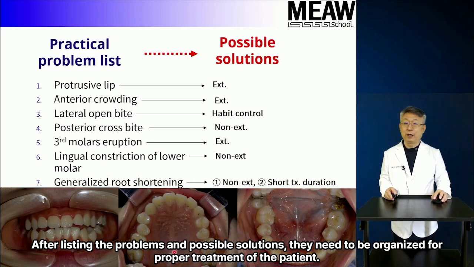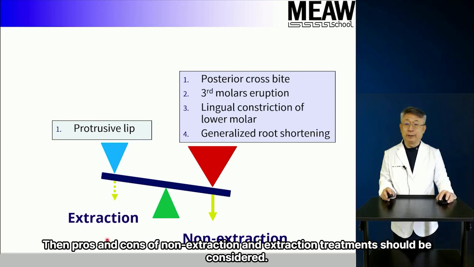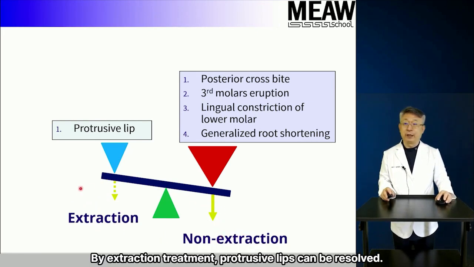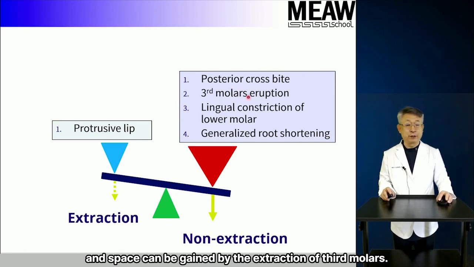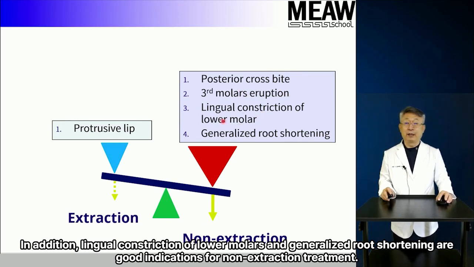After listing the problems and possible solutions, they need to be organized for proper treatment of the patient. Then pros and cons of non-extraction and extraction treatments should be considered. By extraction treatment, protrusive lips can be resolved. On the other hand, non-extraction treatment is favorable for posterior cross bite, and space can be gained by the extraction of third molars. In addition, lingual constriction of lower molars and generalized root shortening are good indications for non-extraction treatment.